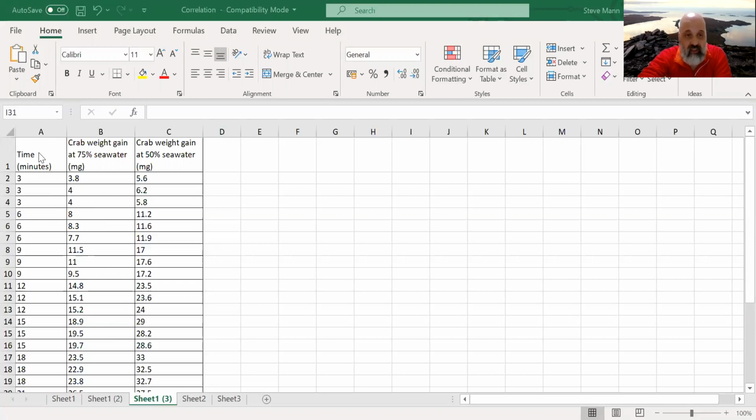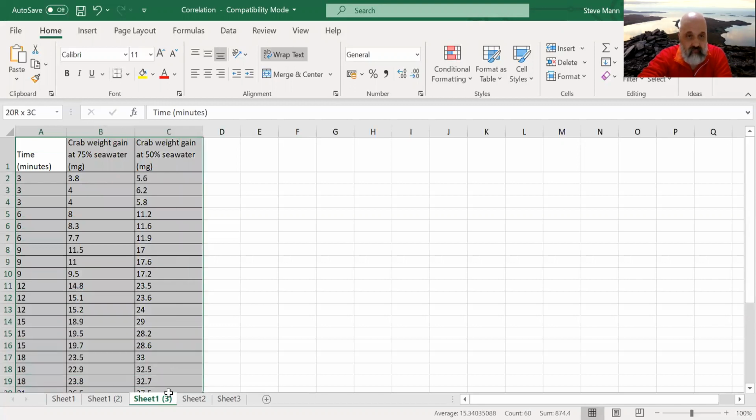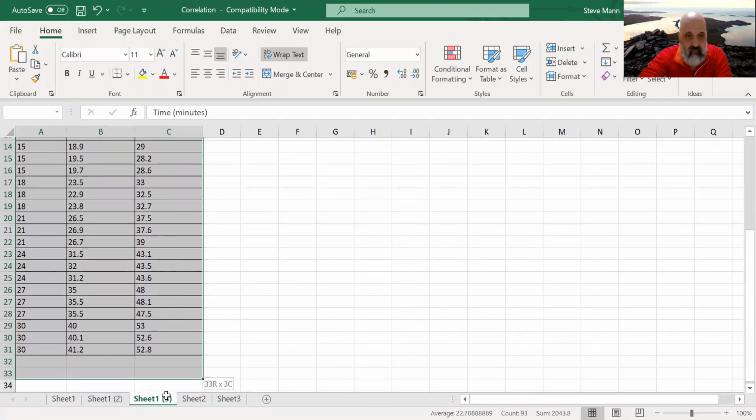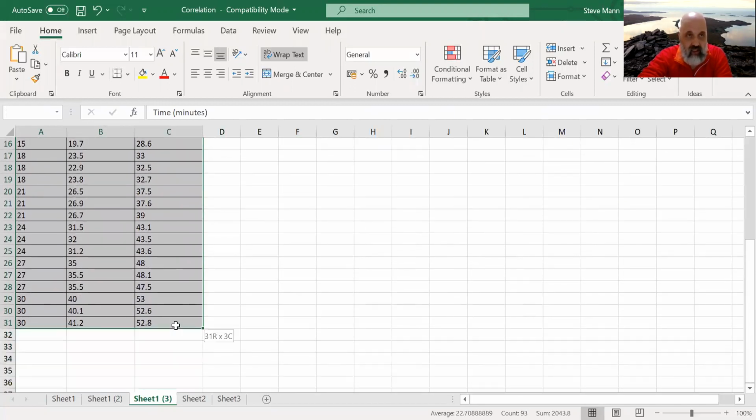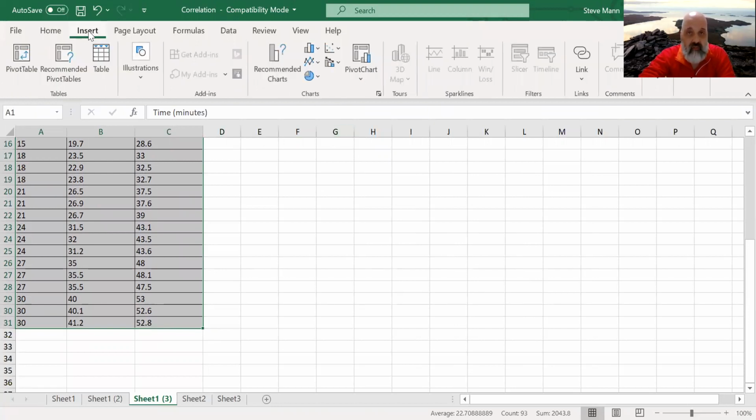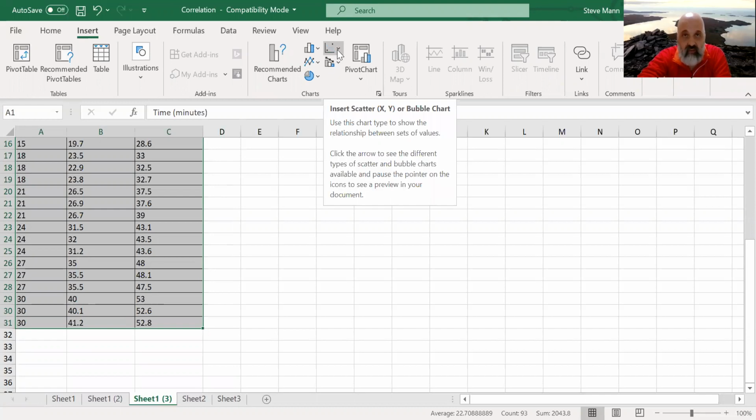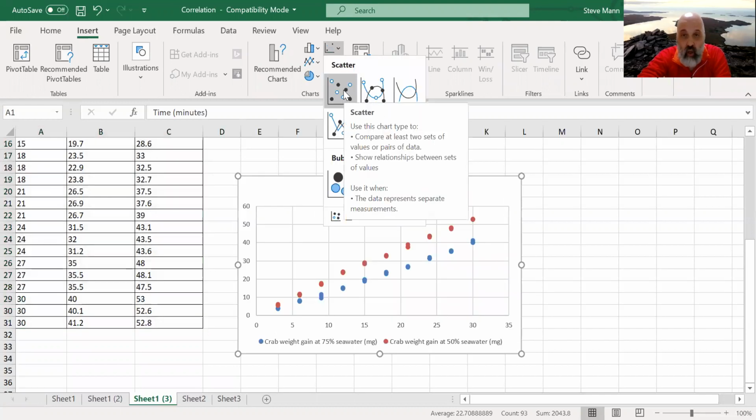So what do we do? Well, first of all, we have to select our data, which I will do like that. We then insert, and we've got the option of a graph. What we're going to generate first of all is something called a scatter graph, so we're just going to have all our points laid out first. It's the first one just there without any lines, okay?